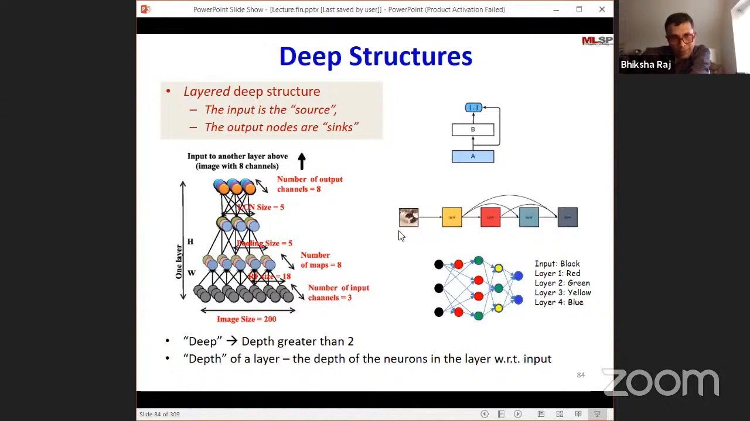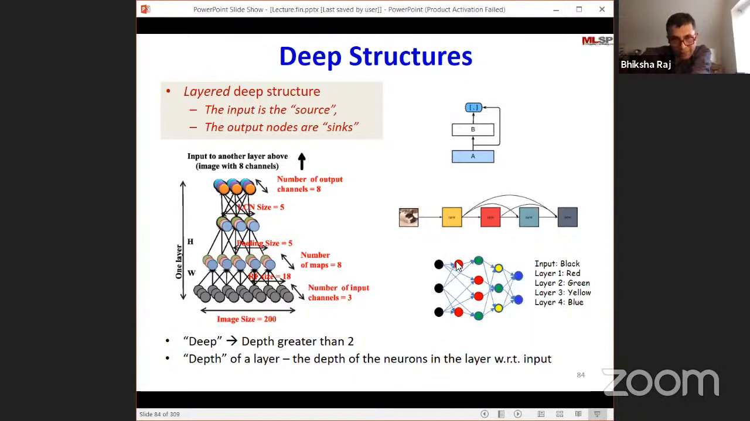Look at this one over here. When I draw it in this manner, the depth is obviously 4 because the longest path is 4, even though there are shorter paths of length 3 and 2 through the network. But then let's define a layer. What is a layer? A layer of neurons is the set of all neurons that are all at the same depth with respect to the inputs.